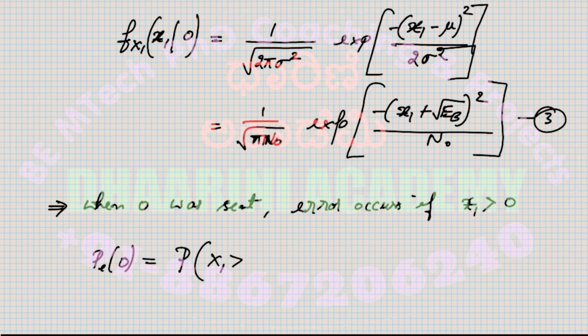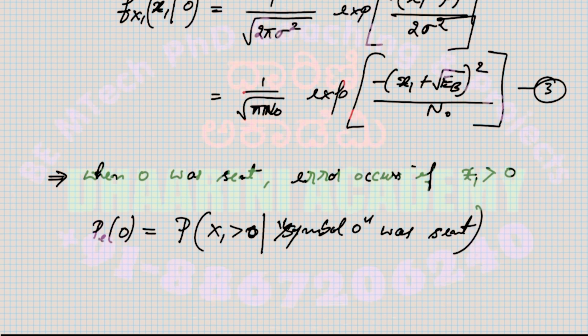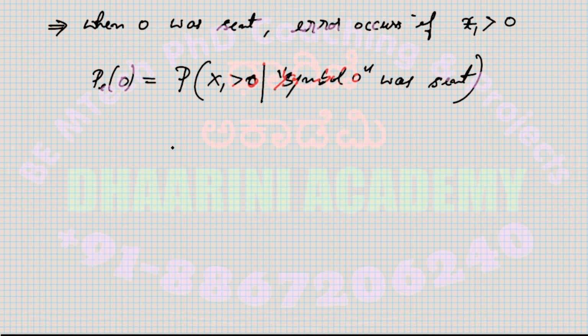So let's try to write it in the equation format like this. When you have x1, the probability of error for 0 is equal to the probability of x1 becoming greater than 0, given that symbol 0 was sent. You sent 0, but you receive something which is supposed to be received when you have sent 1. Okay, so that means, how do you write this?